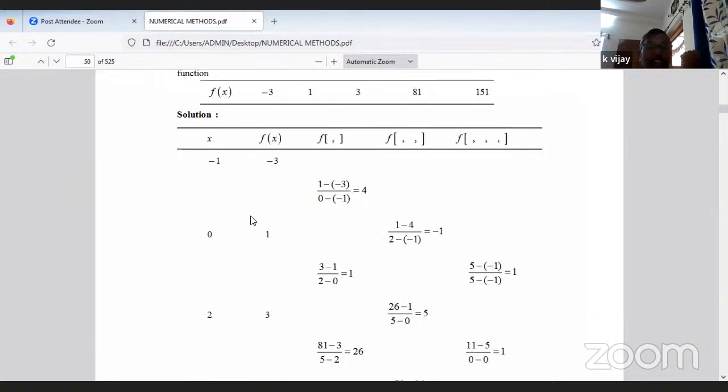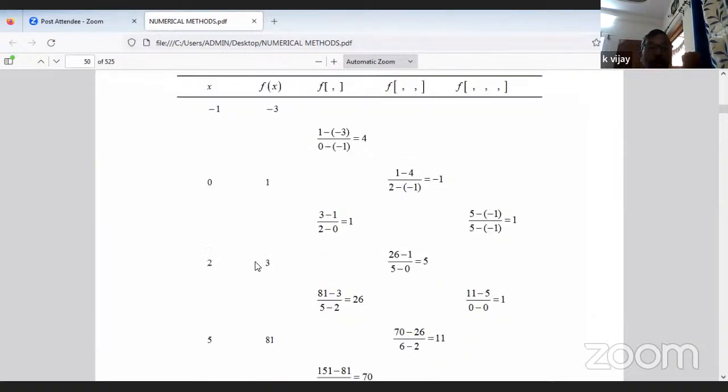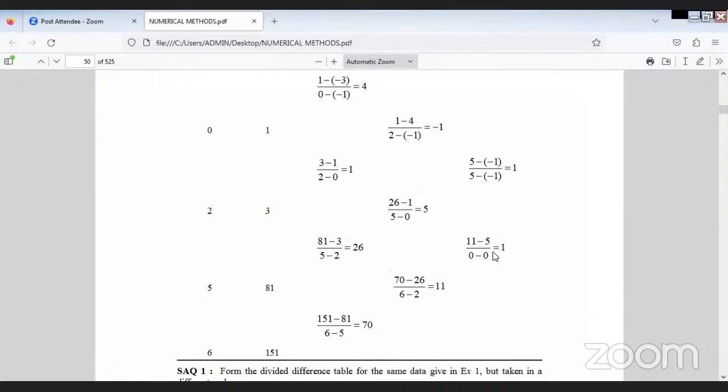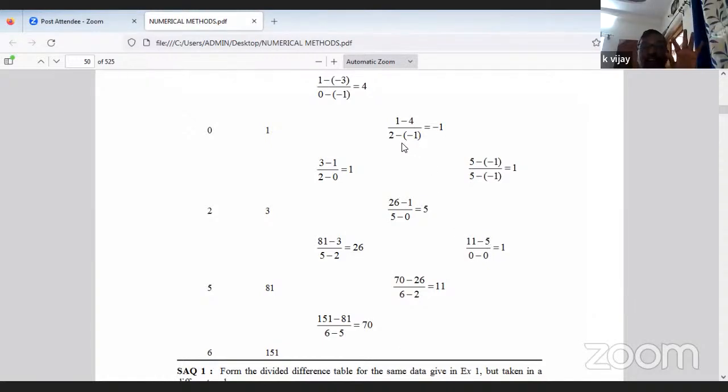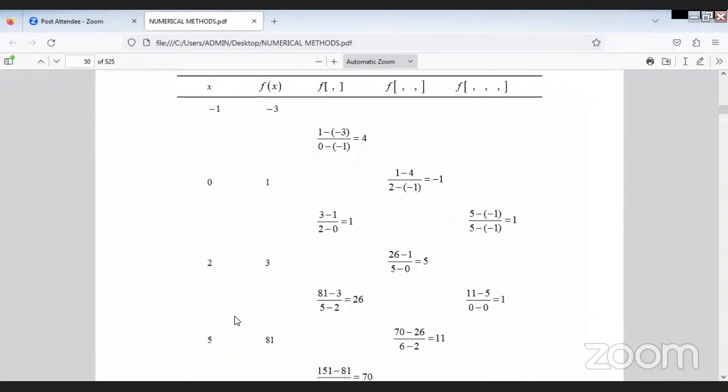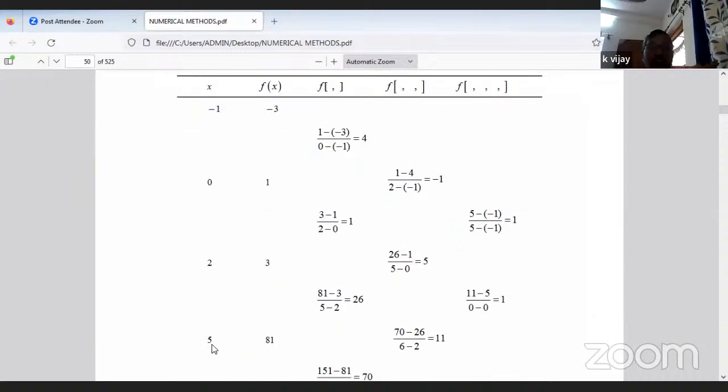In minus 1, 0, 2 we took 2 minus of minus 1. In 0, 2, 5 we took 5 minus 0. In 2, 5, 6 we took 6 minus 2. Right? Yes, sir. So therefore 1 minus 4 minus 3, 2 minus 1 by 1, 26. This is a simplification. Then again 5 minus 1, taking 1, 0, minus 2.